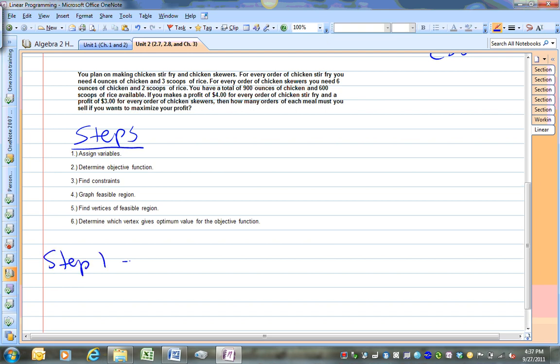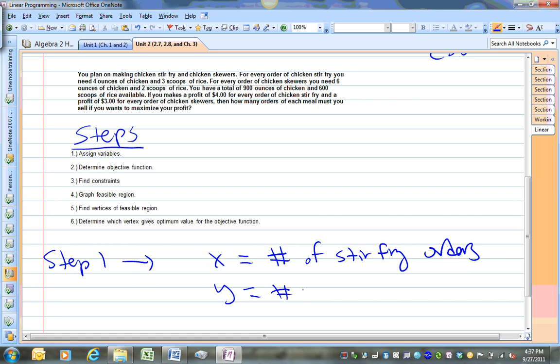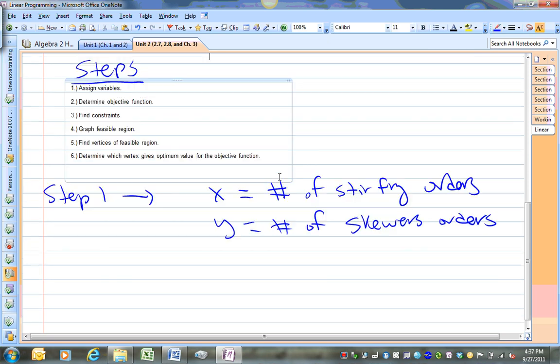Step 1: x will equal the number of stir-fry orders, because they're asking you how many orders of each type of meal you need to sell. And y will be the number of skewers orders, if you can say that with proper grammar. So again, that's where you're being asked to find how many orders of each meal you must sell. And so we assign our variables.